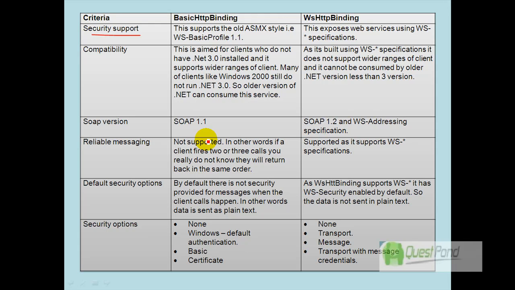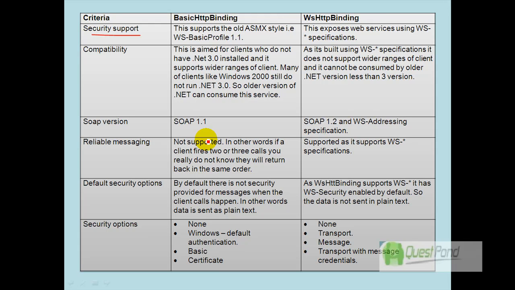The second important difference is compatibility. WS HTTP binding is supported only by .NET clients made in the 3.0 framework and above, while basic HTTP binding supports right from 1.x till .NET 3.x. So in case you are looking for backward compatibility, or in case you are looking forward to supporting older .NET framework clients, then basic HTTP binding is the way to go. So these are the 2 important differences.